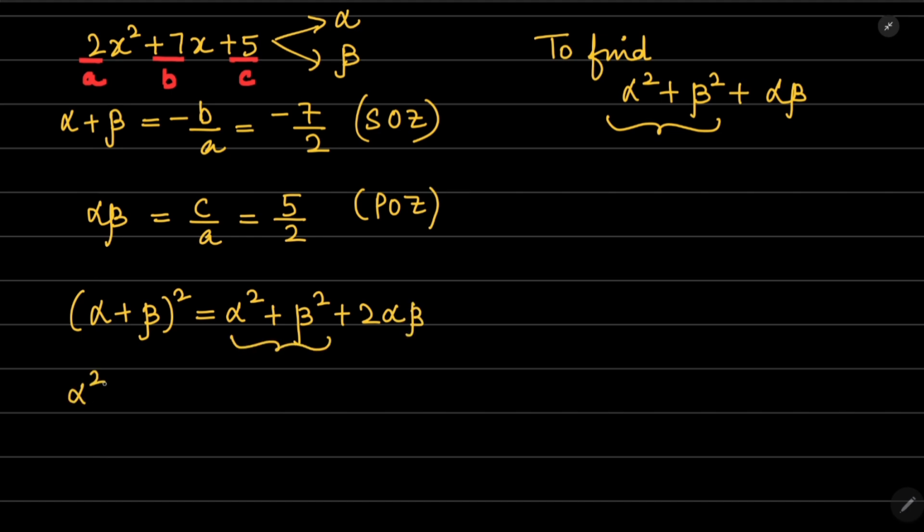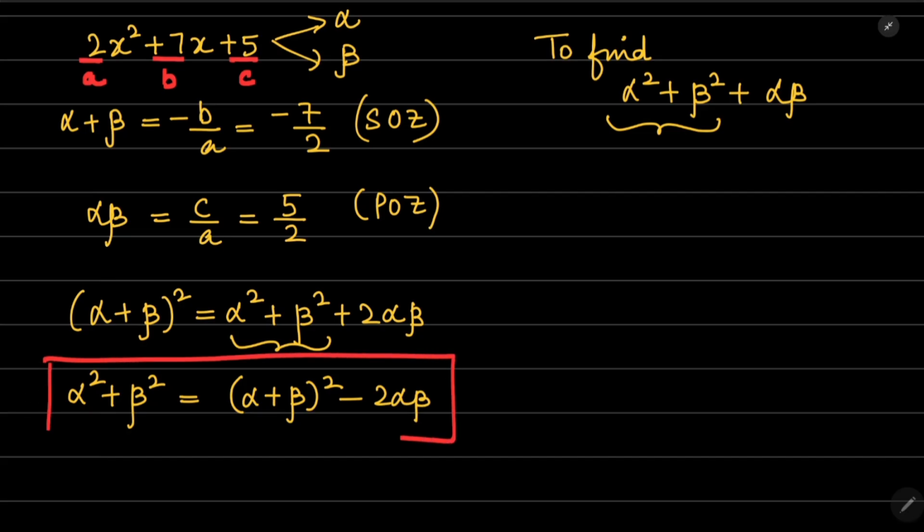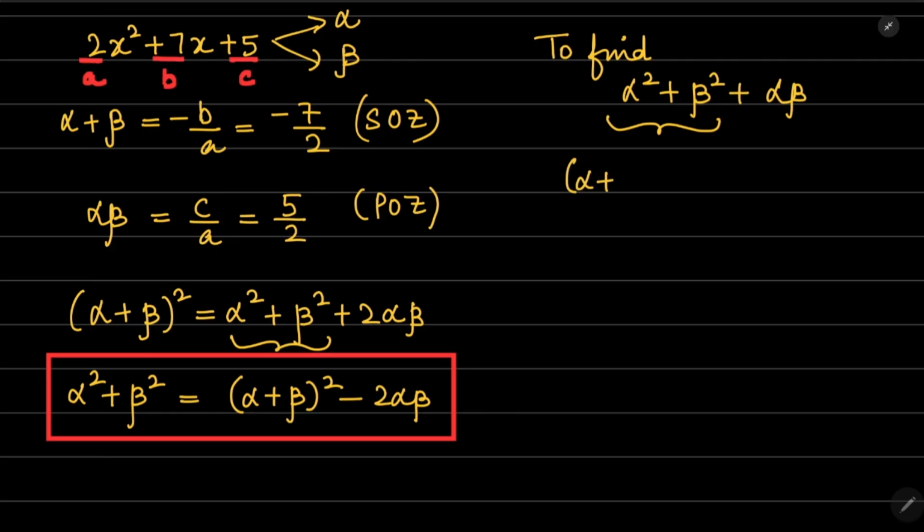Then alpha square plus beta square will be equal to alpha plus beta the whole square minus 2 alpha beta. So this is an important identity which all of you should learn, and you'll have to use this. So here, alpha square plus beta square, I will replace it with alpha plus beta the whole square minus 2 alpha beta, and then the remaining term as it is, which is plus alpha beta.